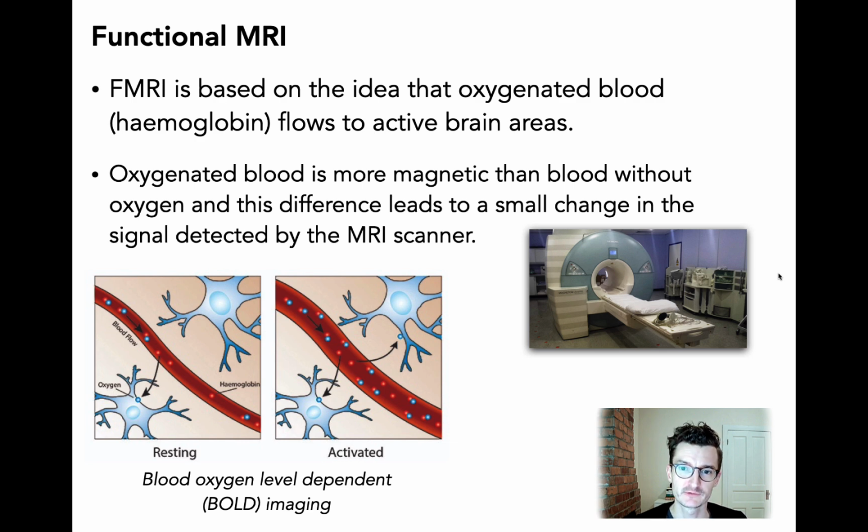fMRI has better spatial resolution than EEG. So spatial resolution is actually pretty good, on the order of centimeters to millimeters. Its temporal resolution is quite poor, and that's because it takes some time for oxygenated blood to flow to active brain areas. So when we see a change in the MRI signal, that actually reflects something that's happened some time ago, because it's taken some time for oxygenated blood to flow to that active brain area.